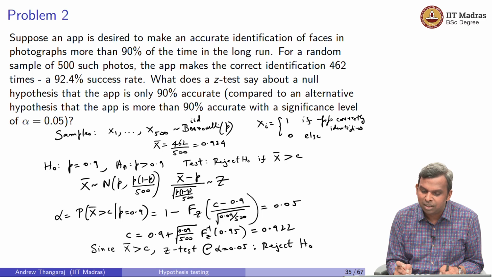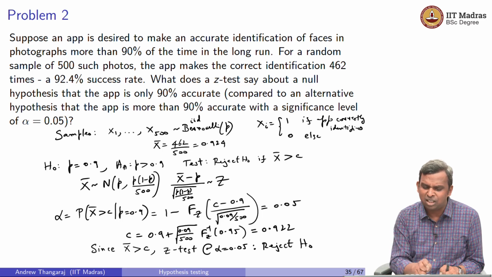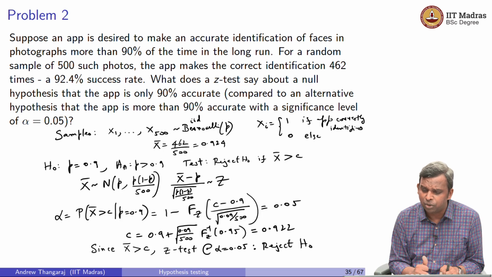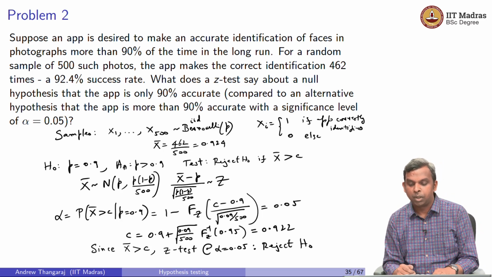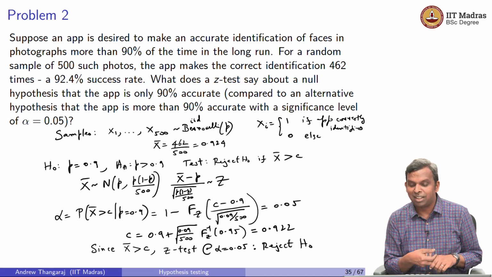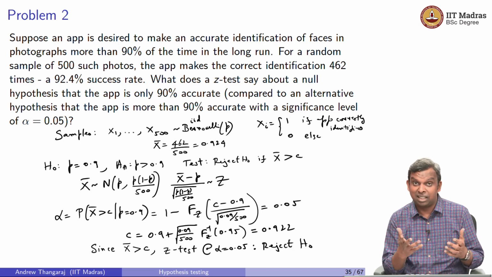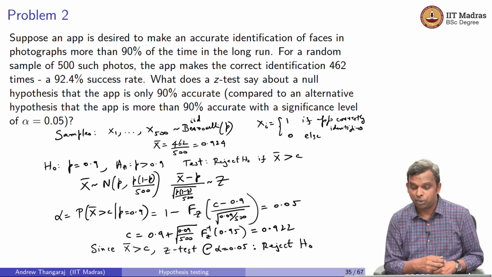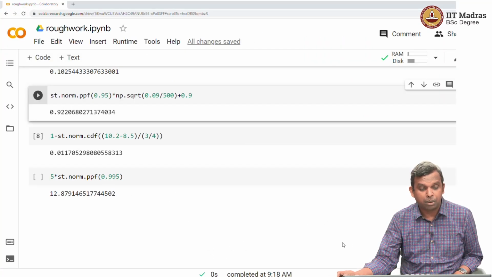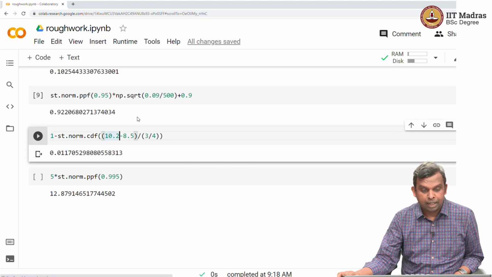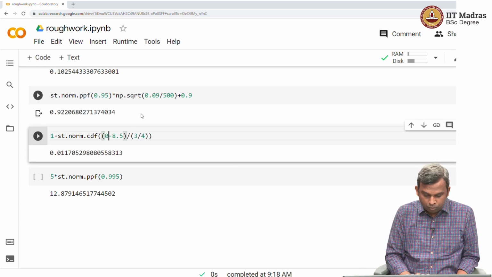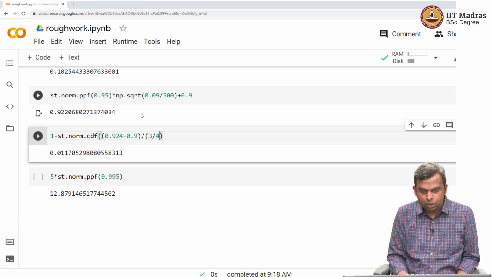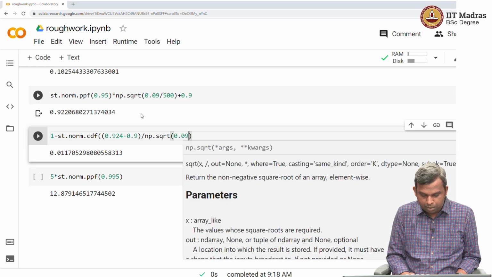I would be very careful in looking at this. The distribution of x bar is usually the thing you have to worry about. I think it's okay. It's correct. You can do a p-value instead of this if you like. Instead of fixing a significance level, you'll get some p-value here. So maybe we can check that out also. What p-value would you get here if you do that? 0.924 minus 0.9 by the same big old np.sqrt of 0.09 by 500.